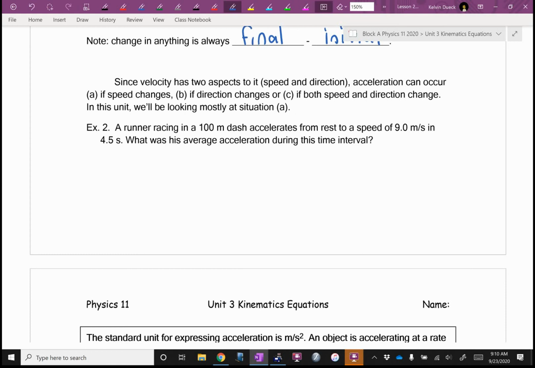Riley, what are they asking me to find? I'm going to write down A equals question mark. Why did I say average acceleration? I don't think runners accelerate at a constant rate, so I'm hedging my bets. We can't actually figure out the changing acceleration. Now, we'll find the average.